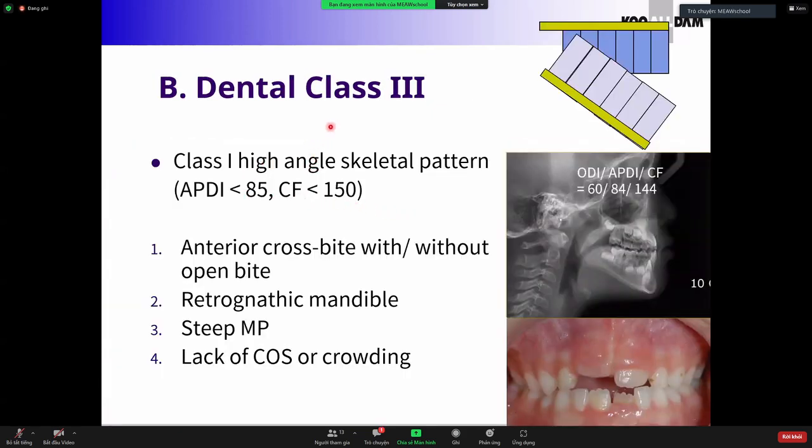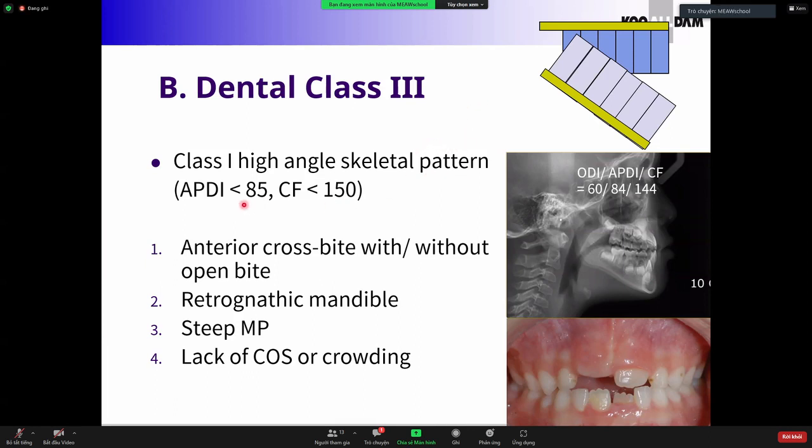The second group is dental class 3. Dental class 3 is a class 3 high angle skeletal pattern. This means the anterior-posterior relation is normal. However, high angle means the mandibular plane angle is steep, a greater value. So this means a dolichofacial pattern.